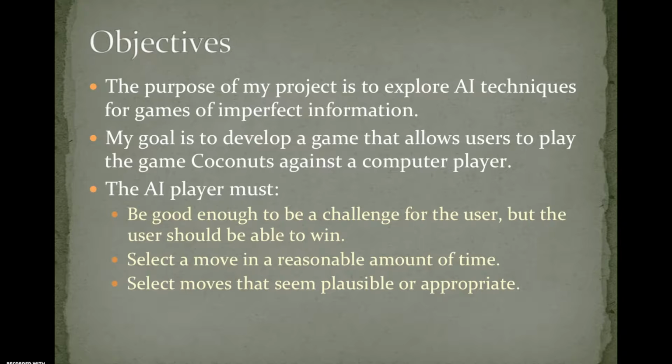In games of imperfect information, the AI player must use probabilities to guess at the cards the opponents are holding, unlike games of perfect information where the AI player knows exactly what moves the opponent can potentially make in response to the AI player's moves.